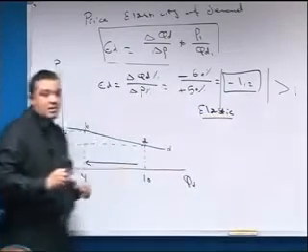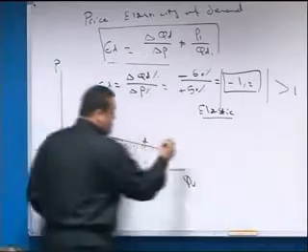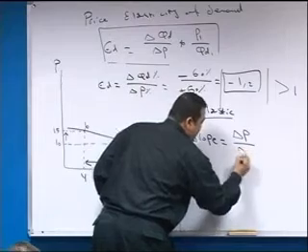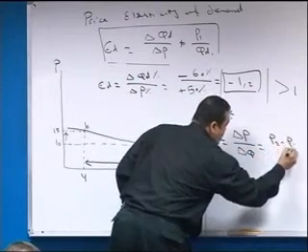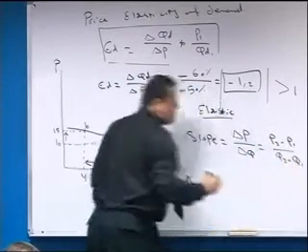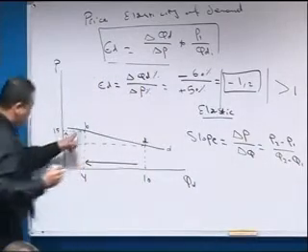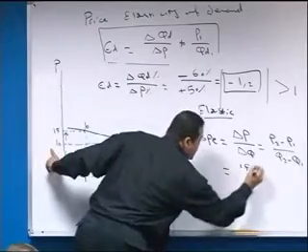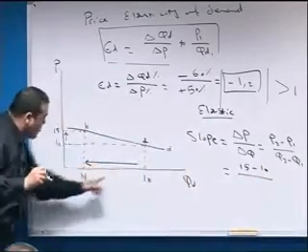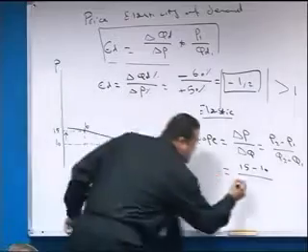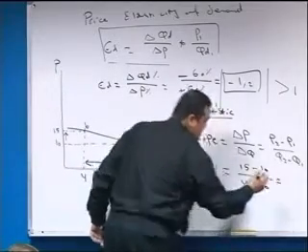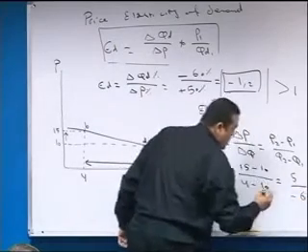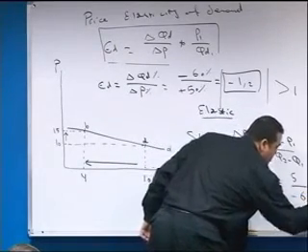So let's calculate the slope. The slope equals delta P over delta Q, P2 minus P1 over Q2 minus Q1. 15 minus 10 over 4 minus 10 equals 5 over minus 6. How much? Minus 0.83.